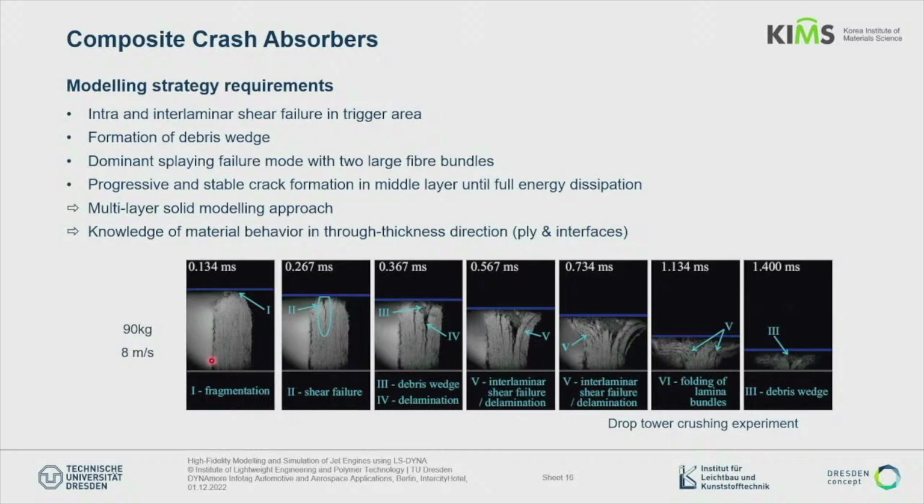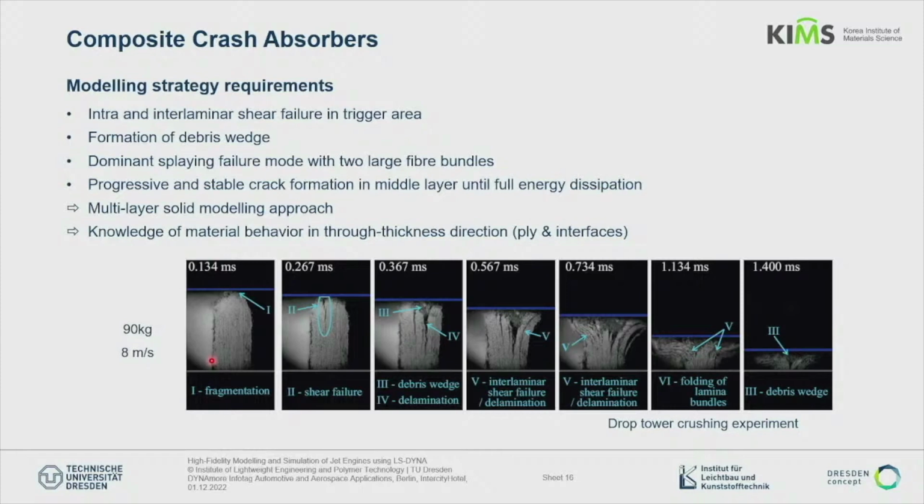So what do we need to capture? We need to capture the phenomena in the trigger area. We need to capture this formation of a so-called debris wedge, which drives the failure. We need to capture the splaying failure mode, and also the progressive and stable crack growth, crack formation for the whole specimen, also for delamination and fiber or shear failure.